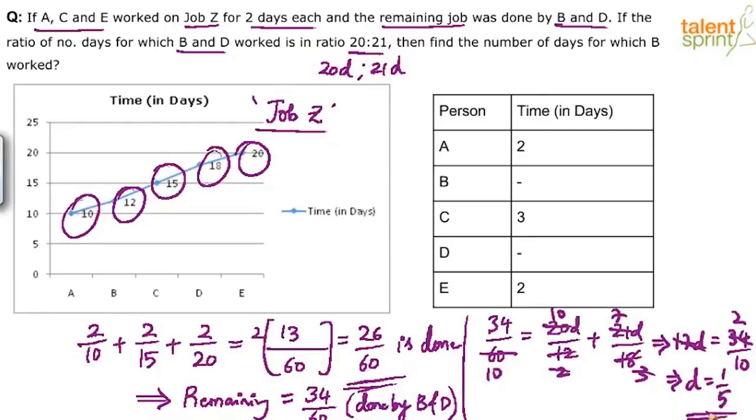That's it. Now that you've got D, you know how many days were spent by B and D, right? He's asking us to find out the number of days for which B worked. See, B worked for 20D days. What is D? 1 by 5. So 20 into 1 by 5, which is 4 days. Right? So that's the answer.